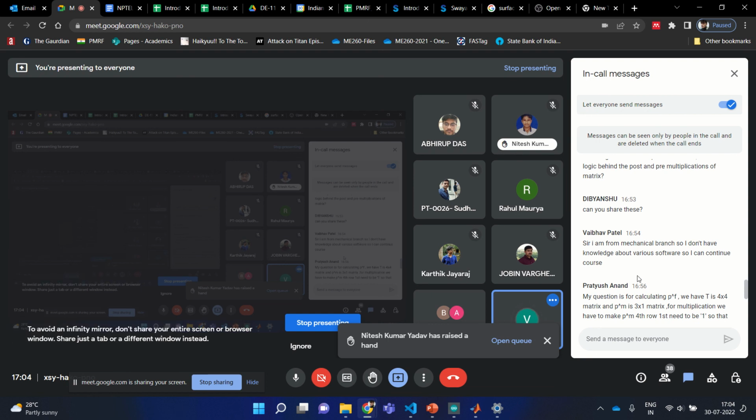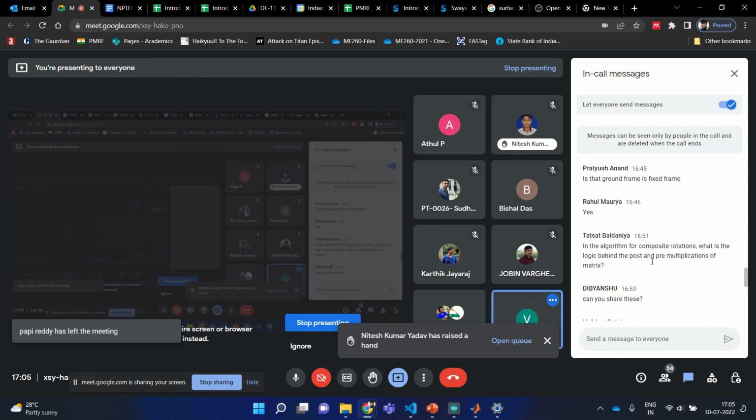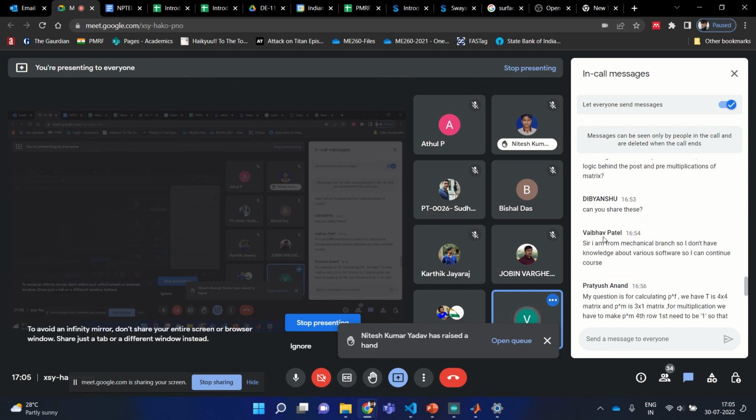I'm from a different branch, so I don't have knowledge about various software, so can I continue? Yes, let me reiterate for the people who have come in. This software is not mandatory. We are just taking an extra effort to learn it. The course does not demand you to know any of the software, either Python or MATLAB. You can do it manually, purely. But taking robotics, the essence of it always lies in programming, right? So it's a good thing to learn.